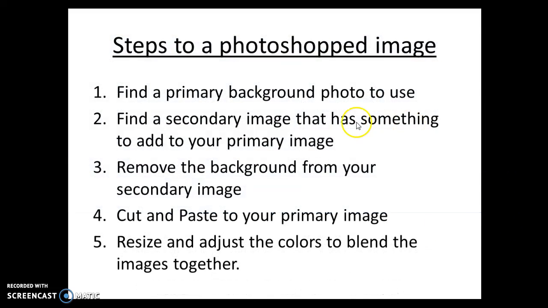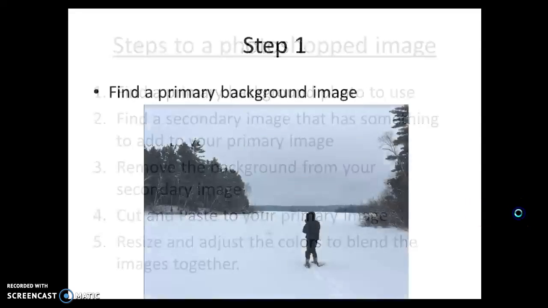Some basic guidelines. You need a primary background photo that you want to use. And then you have to find a second photo or image that you can cut up and take pieces of to put on your primary background photo. Okay? Once you get down to 4, you just cut and paste. You resize what you've cut out and adjust the colors to blend it together, and you're done. Okay? So let's take a look. I'm going to do an example.